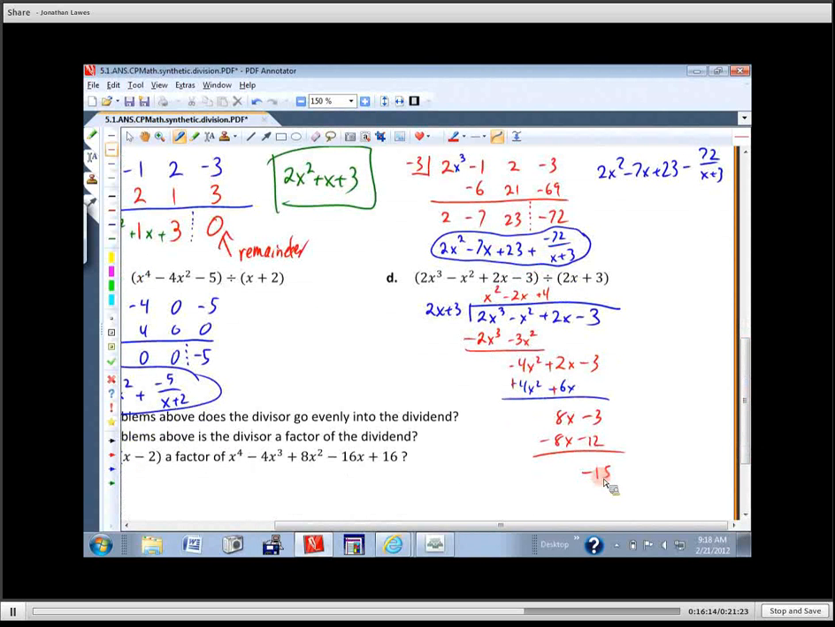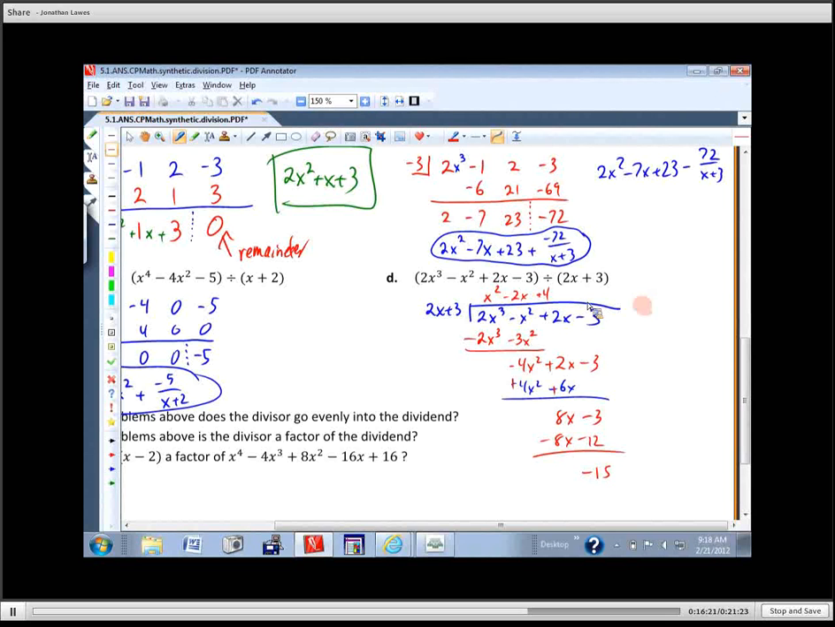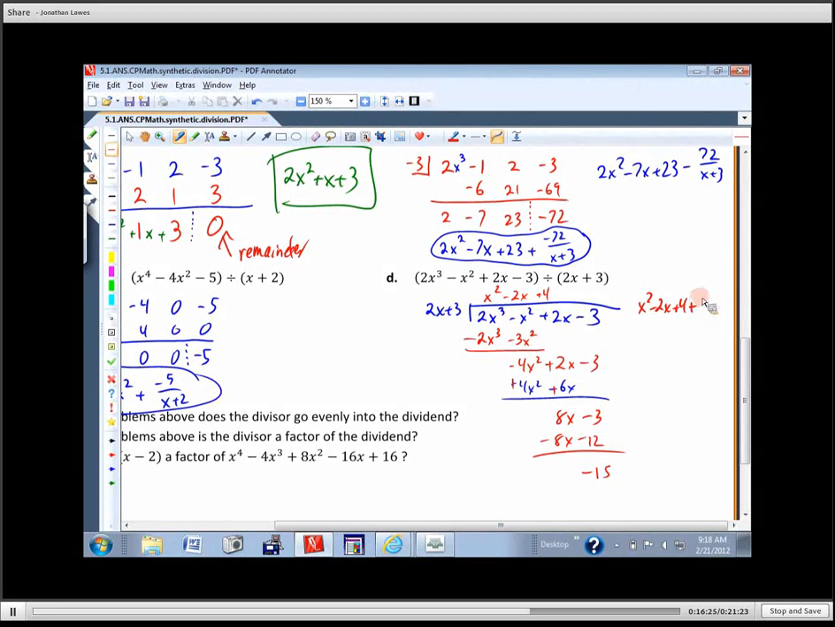I got negative 15 for a remainder. Does that sound right? Good? Okay. So here's our answer. X squared minus 2x plus 4 plus negative 15 over 2x plus 3. Okay.